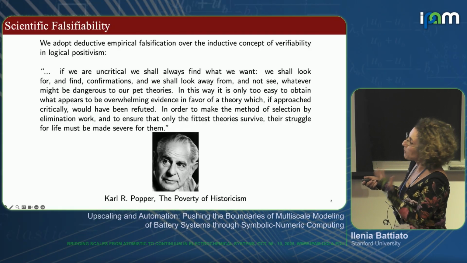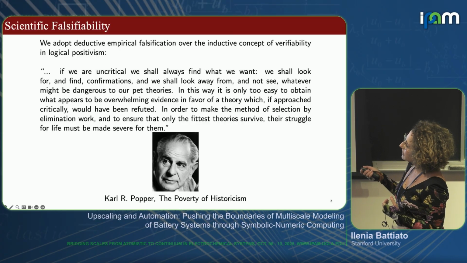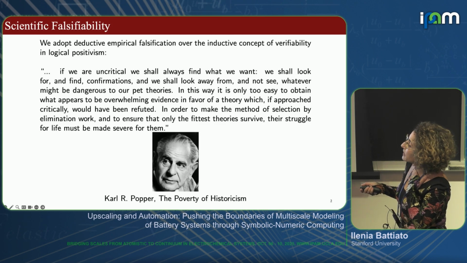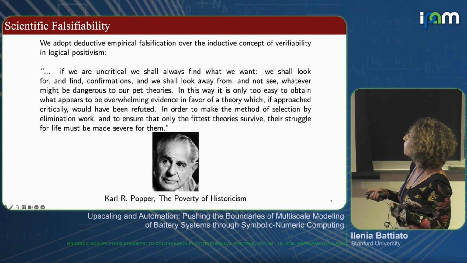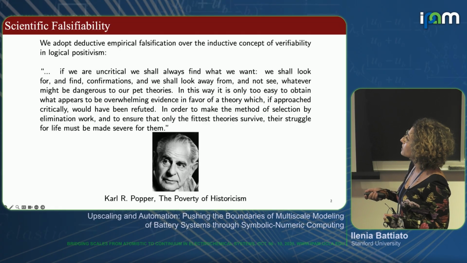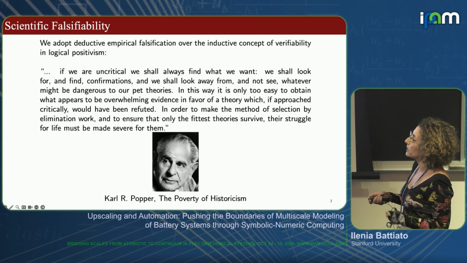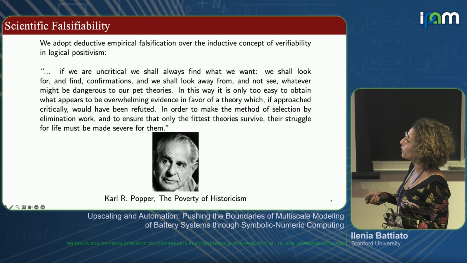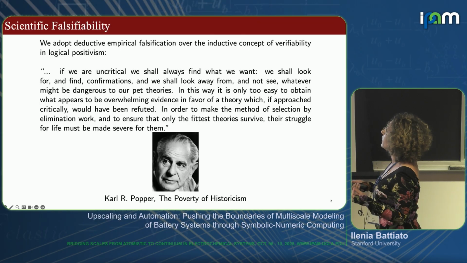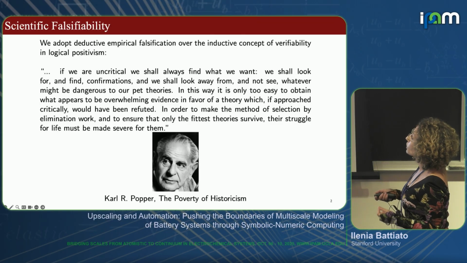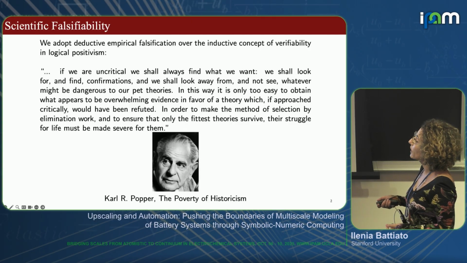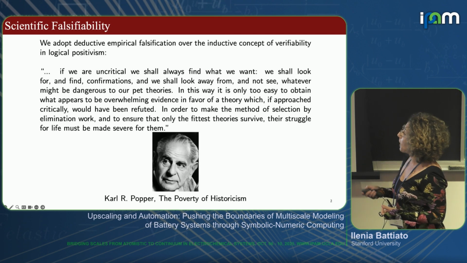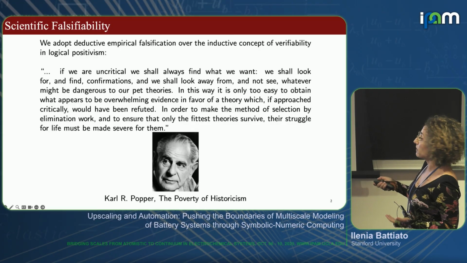The reason why I personally like this approach is that it is described quite well in this writing from Popper. He writes that if we are uncritical, we shall always find what we want. We shall look for and find confirmations, and we shall look away from and not see whatever might be dangerous to our pet theories. In this way, it is only too easy to obtain what appears to be overwhelming evidence in favor of a theory which, if approached critically, would have been refuted. In order to make the method of selection by elimination work, and to ensure that only the fittest theories survive, the struggle for life must be made severe for them. So, we are going to talk about when theories fail.